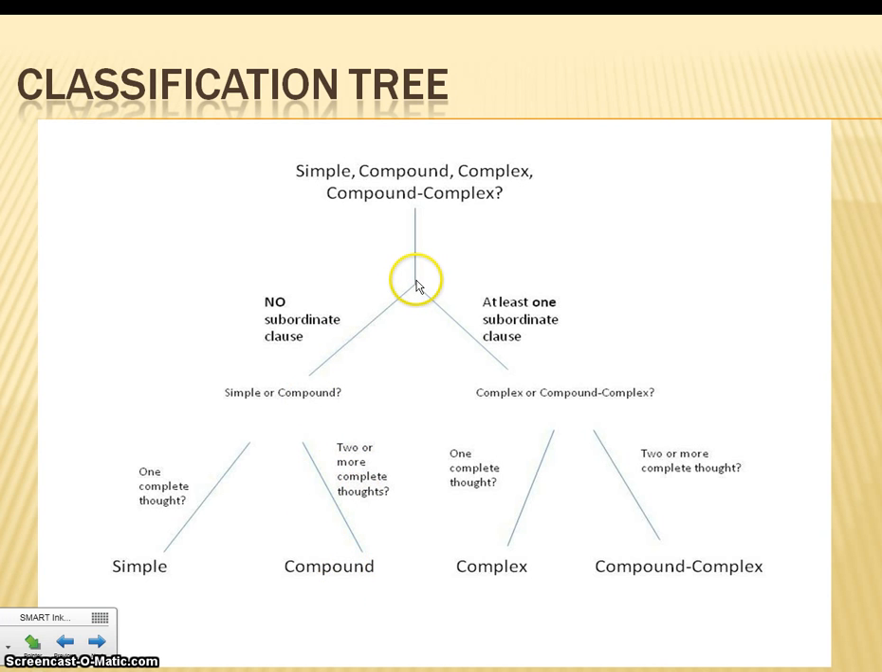If we go back to this step, and you had at least one subordinate clause in the sentence, then your choices are complex or compound complex. If it had one complete thought, then it is complex. If it had 2 or more complete thoughts, then it is compound complex. And that is sentence classification.